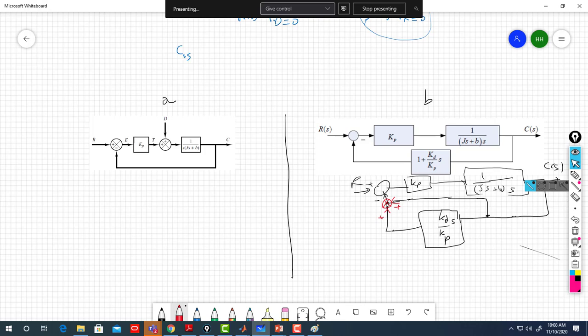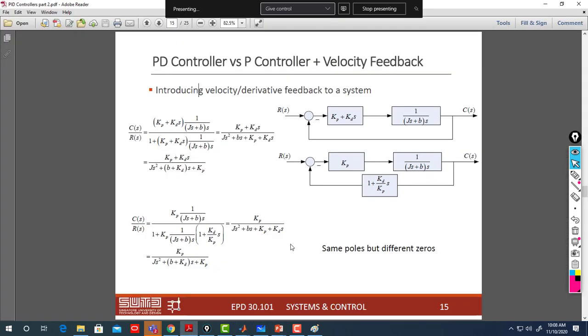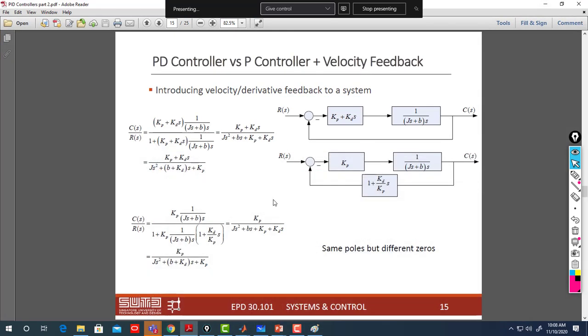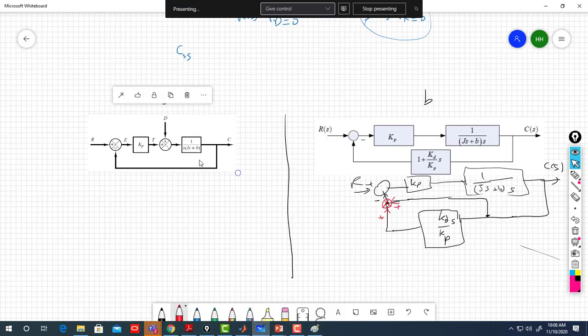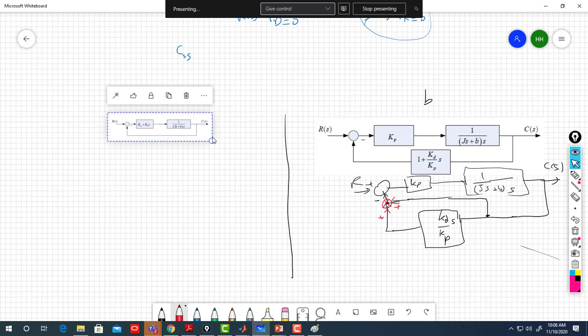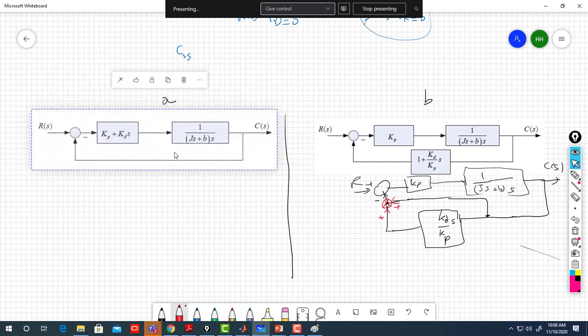Let me check the slide again. Yeah, it looks like I was taking something which I don't know. That's the slide that I want. So this figure A, if you wish. Okay.